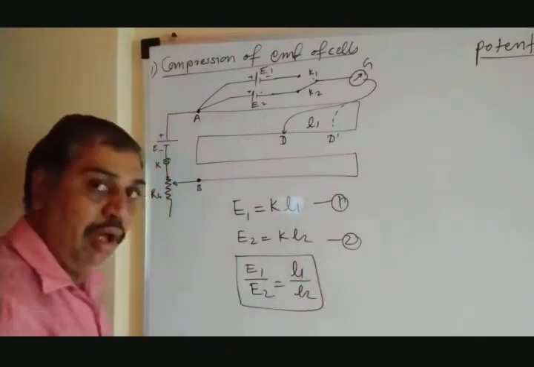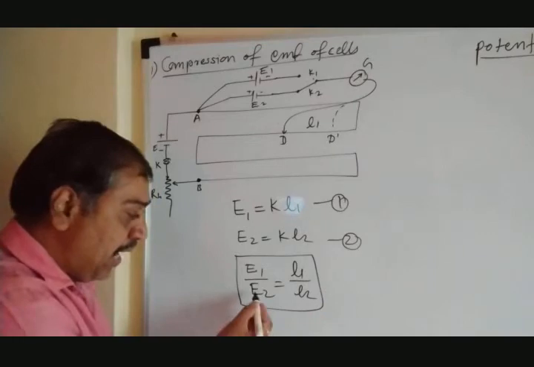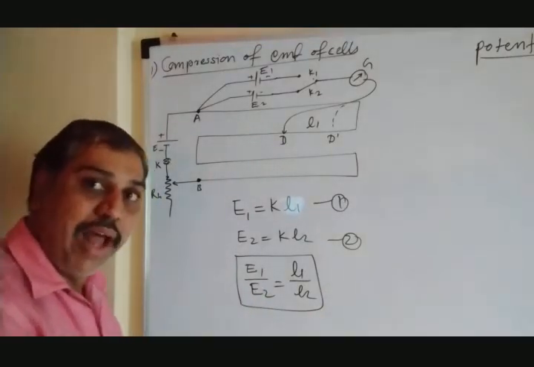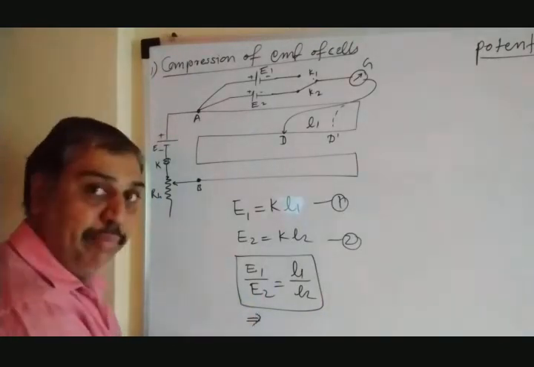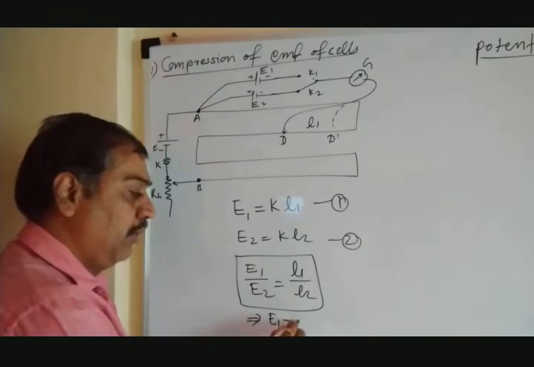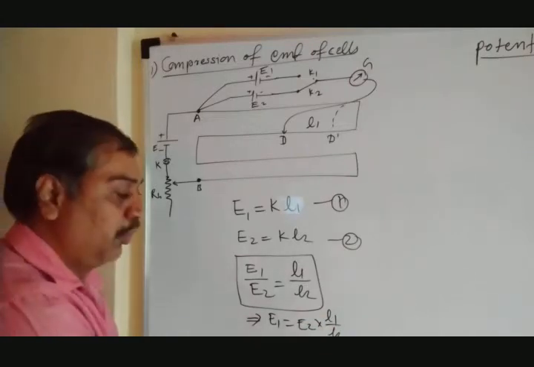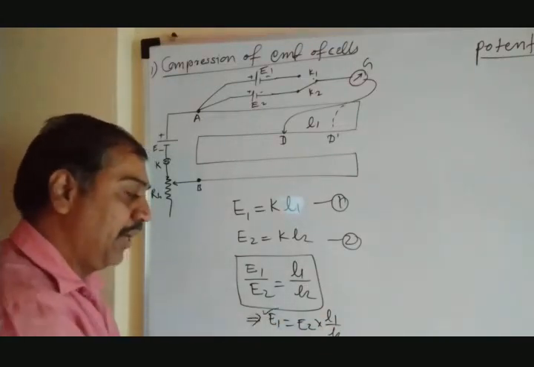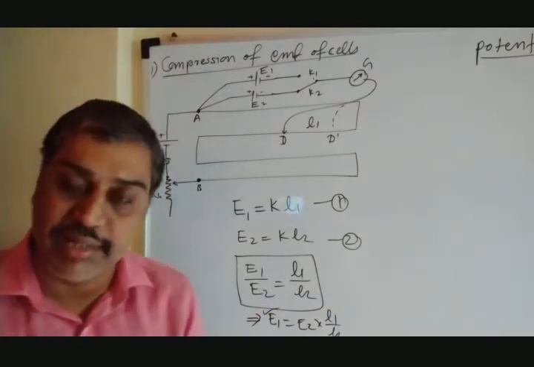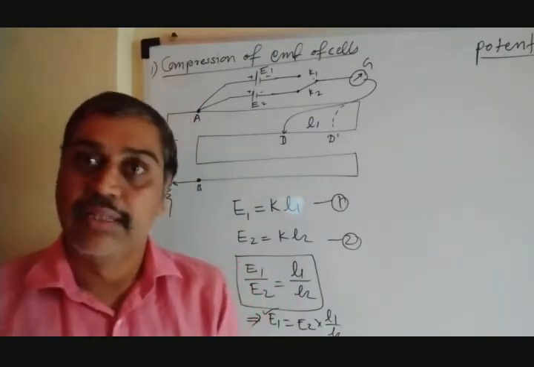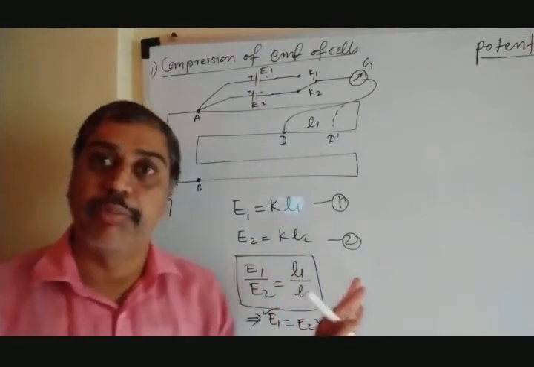And by this formula, knowing the lengths L1 and L2, and if you know the value of any one of the cells, you can find the value of the other cell. Suppose we know the value of E2 and want to find E1. This implies E1 equals E2 into L1 by L2. We know L1 by L2, and you know E2 also, so you can find the value of E1. Similarly, you can find the value of E2, and you can compare whether E1 or E2 is larger in magnitude. That is the comparison of EMF of two cells. This is the first method to compare cells.